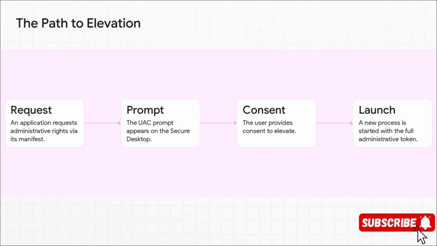First, an app has to explicitly ask for admin rights. That's the trigger. Step 2, that request makes the UAC prompt appear, but, and this is important, it shows up on something called the secure desktop. Then you, the user, give your consent. You click yes. And only then does the final step happen.